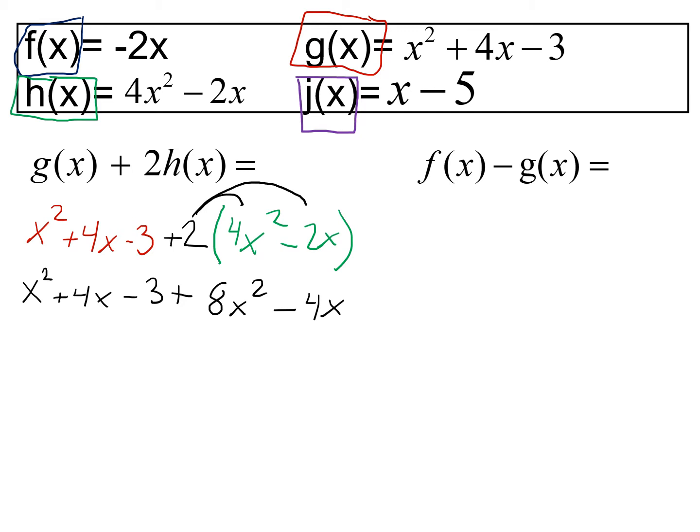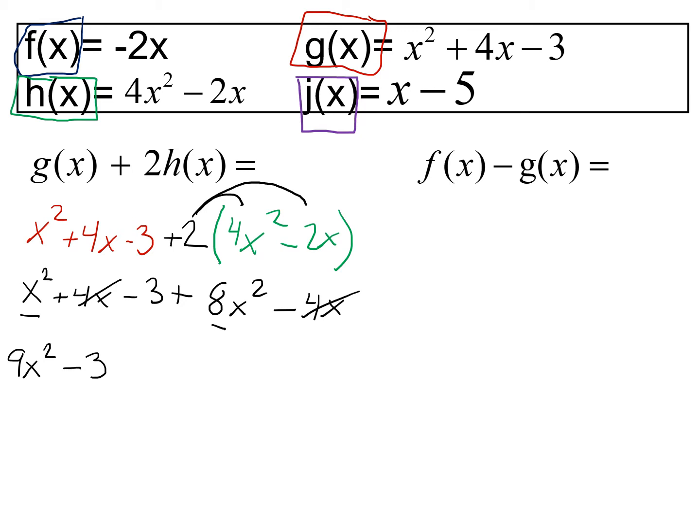So I start with my highest degree, my x squareds. There's 1 there and 8 there to give me 9 x squareds. I've got a positive 4x and a negative 4x, so those guys are going to cancel. And my constant term at the end, minus 3.